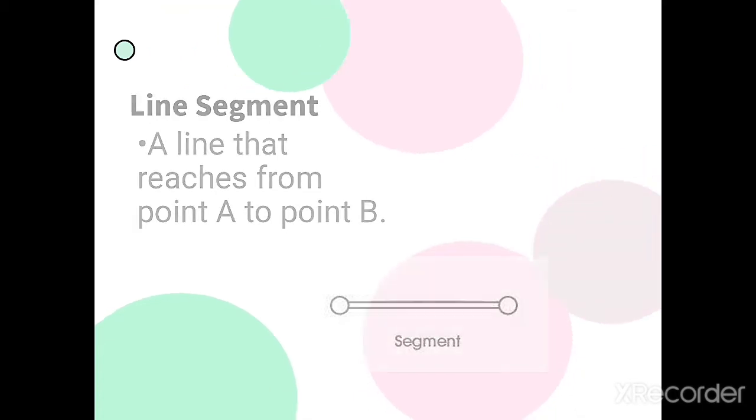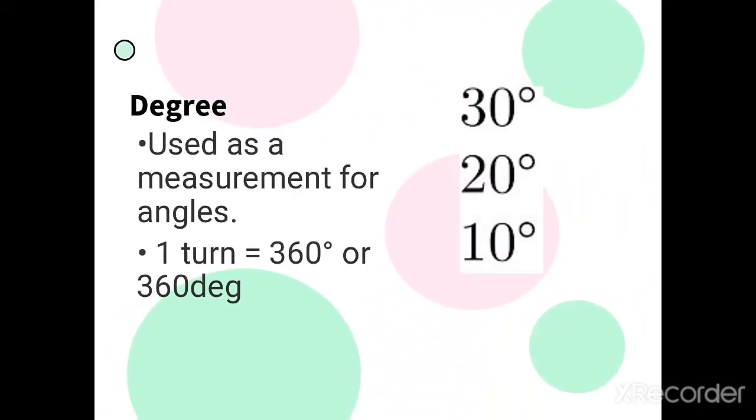Next we have the degree, used as a measurement for angles. Take note, we usually use the small circle as a symbol, but we can also use the letters DEG next to a number, which is still pronounced as 360 degrees. As an example, we have 1 turn, which equals 360 degrees, or 360 deg, which is still pronounced as 360 degrees.